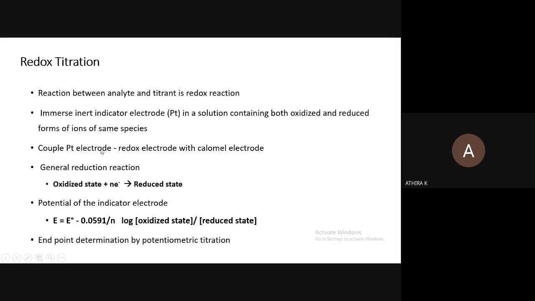Here, when we dip this coupled platinum electrode in the solution, the platinum electrode becomes a redox electrode. That is this redox electrode. When we dip the platinum electrode in this solution, it will become a redox electrode.